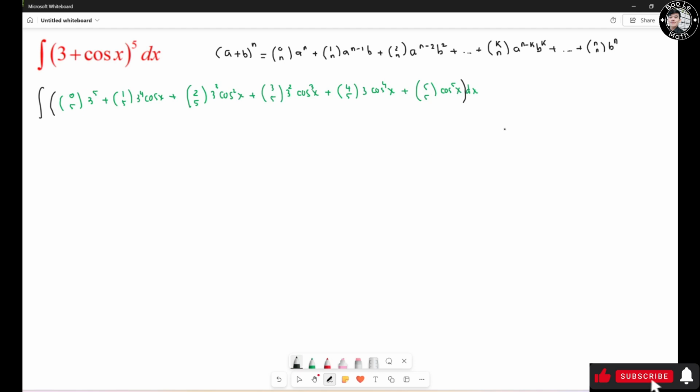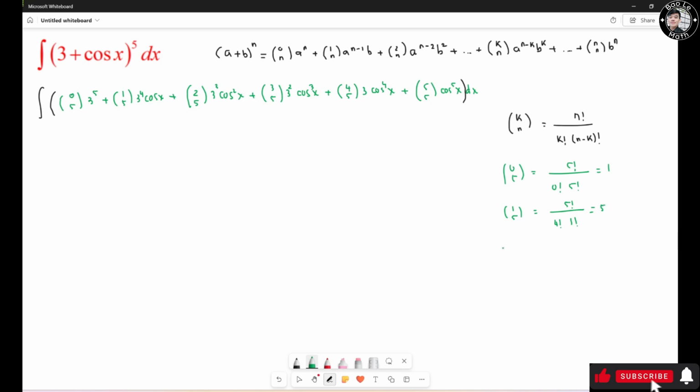Let's revisit the combination formula. If I have combination of k and n, it's going to be n factorial over k factorial times n minus k factorial. Let's take a look at combination of 0, 5. It's going to be 5 factorial over 0 factorial and 5 factorial, which is 1. Combination of 1, 5 is going to be 5 factorial over 4 factorial times 1 factorial.